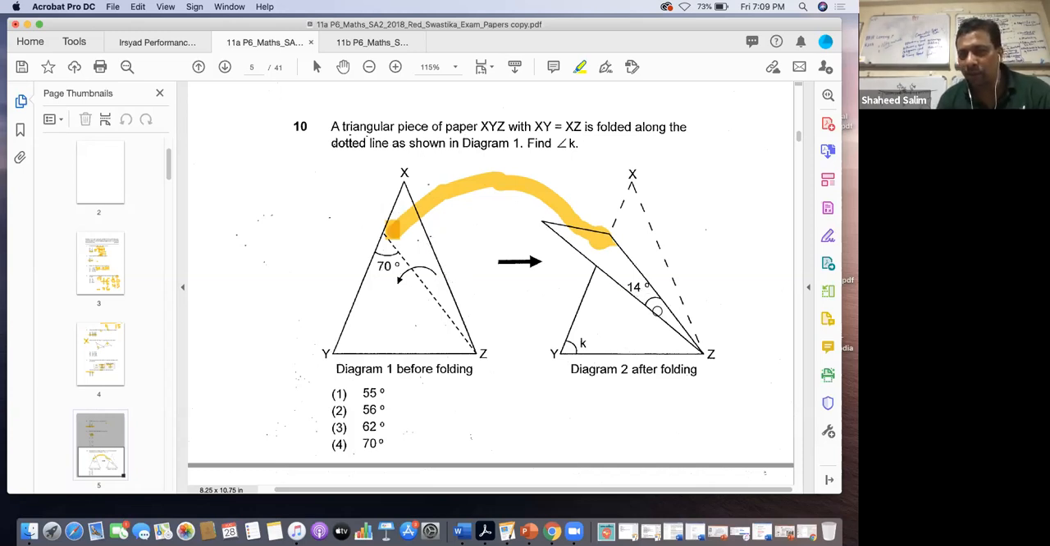And they tell you this one is 14. That means this one is 14. That means this one is 14. Can you see that this one now, after they fold, is 14? This is the original fold, 14. Why is it the same? Because this is the same thing. Fold, this is the same triangle.